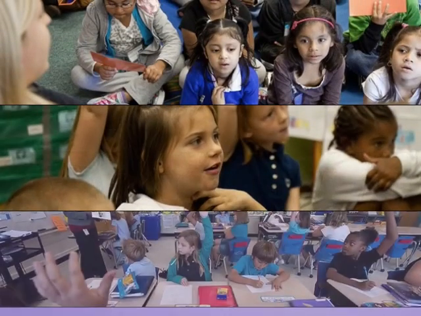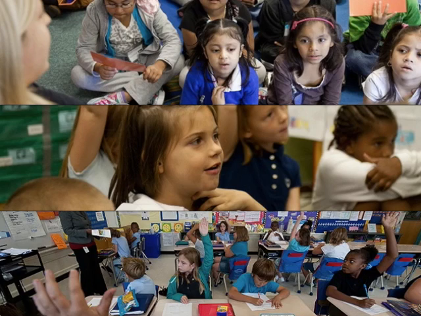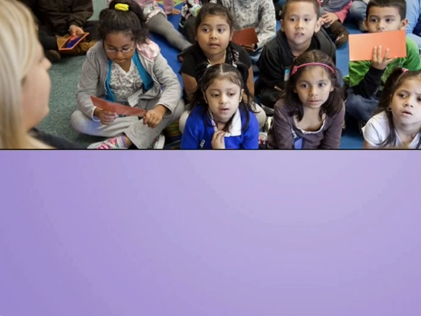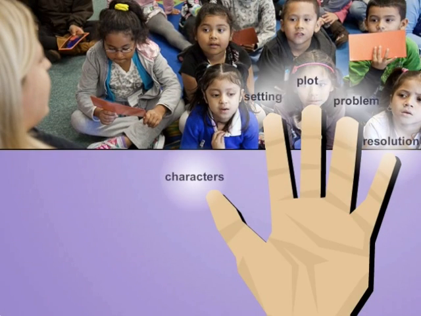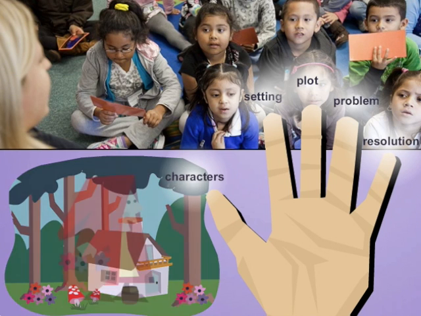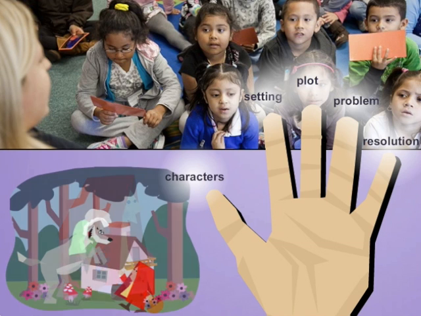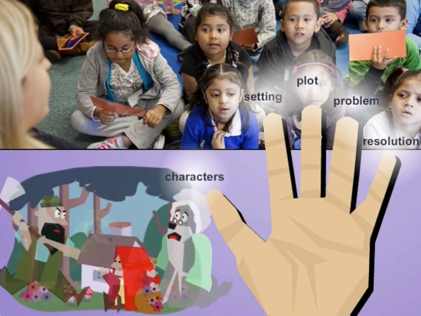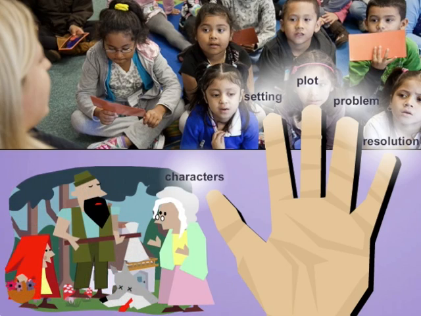Instruction on text structure will look different across grade levels. For kindergarten students, teachers can identify narrative elements by asking questions while reading, such as, where does this story take place? Who was the main character? What was the problem? What did the character do to solve the problem? How did the story end?